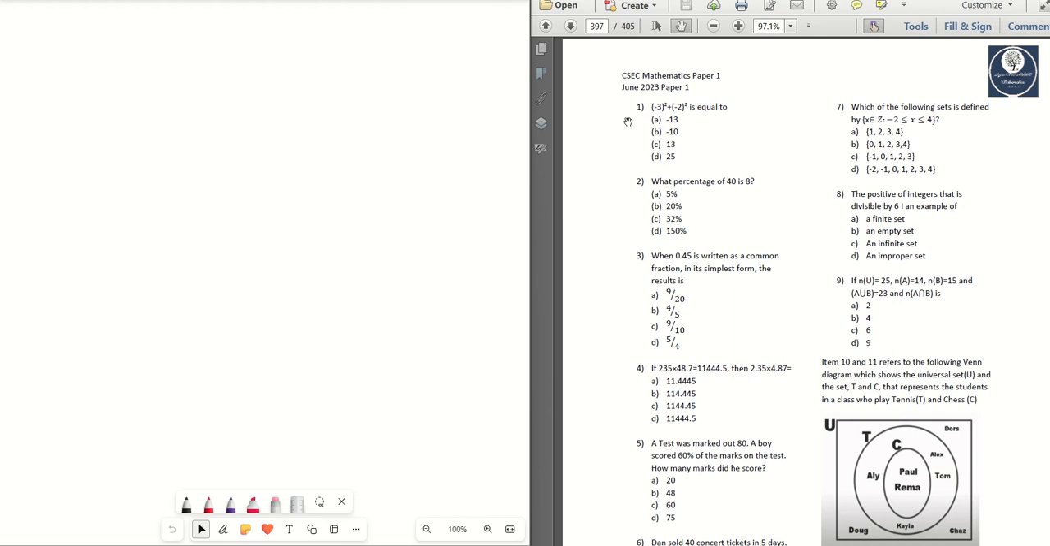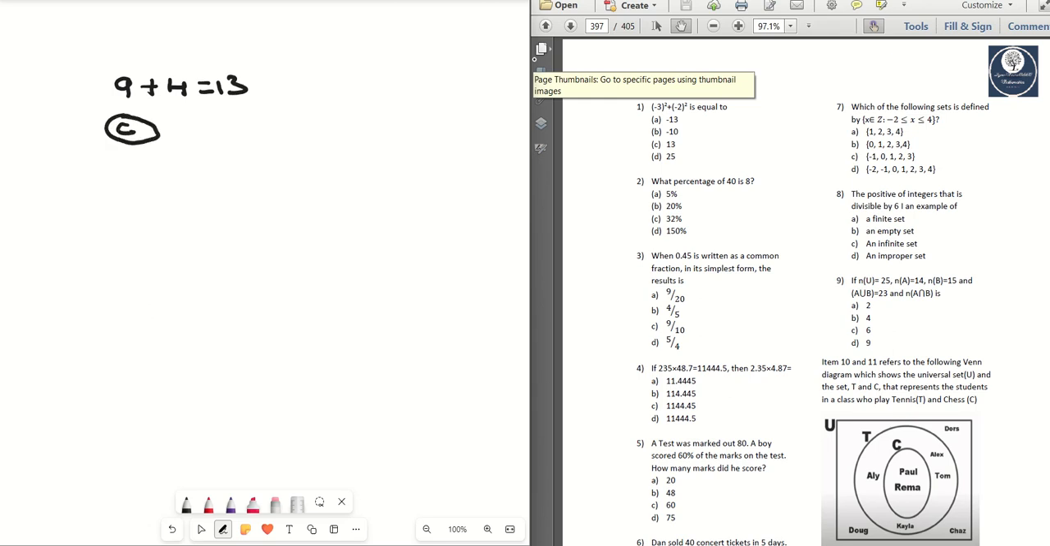23. First question is minus 3 squared plus minus 2 squared is equal to... So minus 3 squared: 3 by 3 is 9, and minus and minus is a plus, so that's minus 3 by minus 3 is 9, plus minus 2 by minus 2 is 4. So 9 plus 4 is equal to 13, so the answer is C.